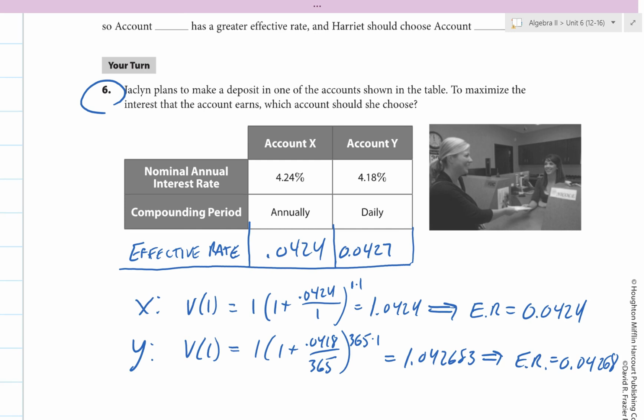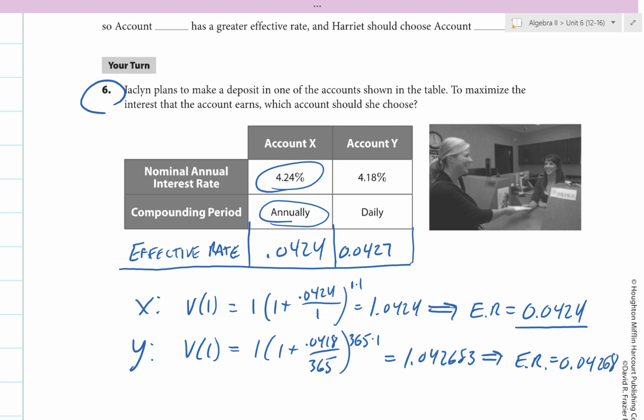For account X, I invested $1 for 1 year. Notice that after 1 year, you'd have 1.0424. When you subtract the dollar to get the effective rate, that's 0.0424. That's exactly the same as the rate we started with, and that shouldn't be a surprise. We didn't really need to do all that work, because when you compound annually, your nominal rate is the same as your effective rate.